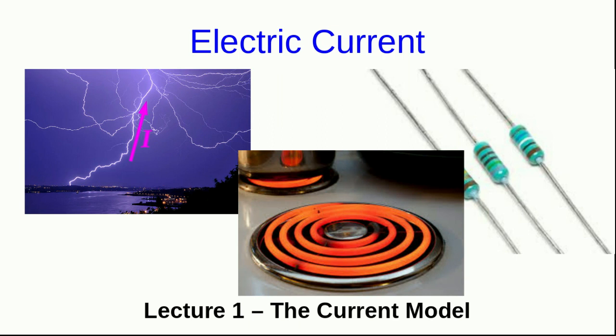We've met a bunch of new physical quantities over the last few units, electric potential, electric field, and so on. Now it's time for another one, electric current, which describes the motion of charges in a system.